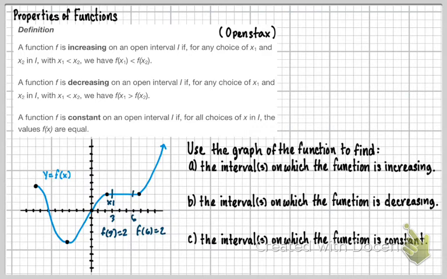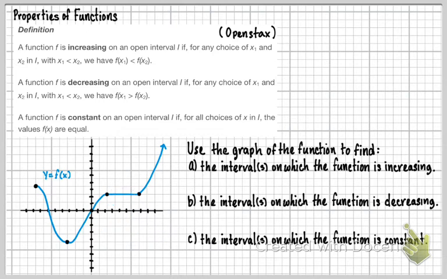So if a function f is constant on an open interval I, then for all choices of x in I, the values f of x are equal. So we can see if I picked any value in here, it would all result in the y value being 2. So I use that y value to evaluate if it's increasing, decreasing, or constant. The x value is there, of course, because that's where it's actually happening, but it's the y value that evaluates it being increasing or decreasing.